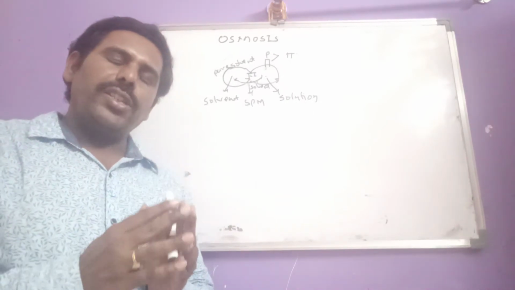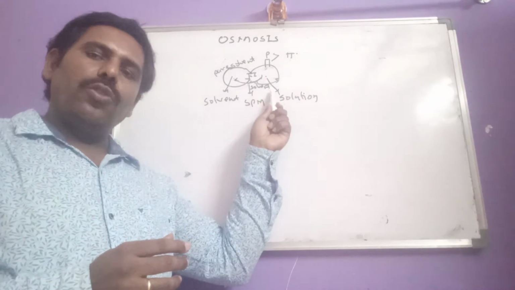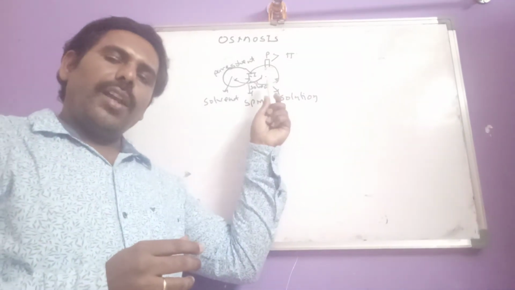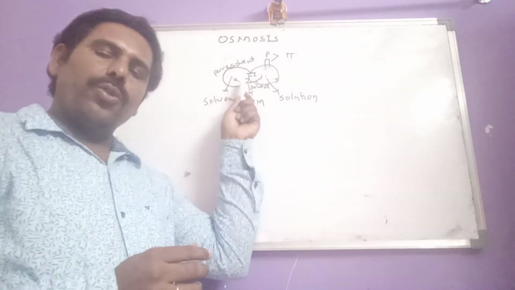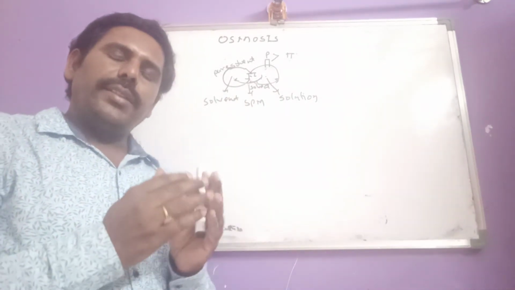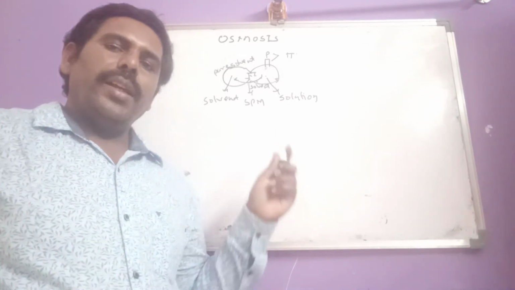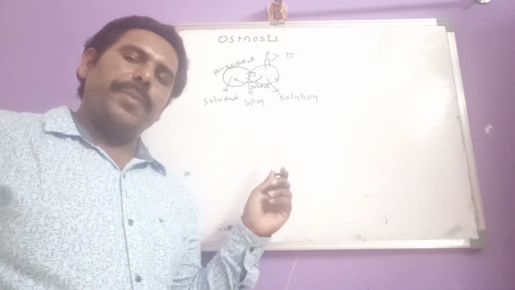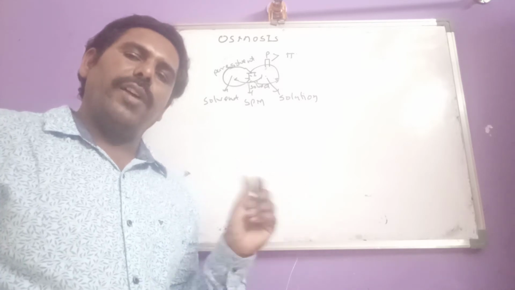So if pressure more than osmotic pressure is applied on the solution side, solvent present in the solution moves towards the pure solvent side. This process is known as reverse osmosis. This method is used especially for the desalination of seawater.